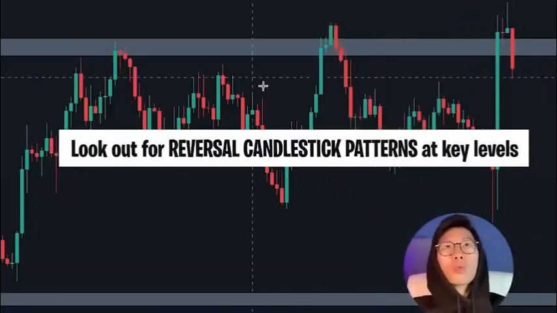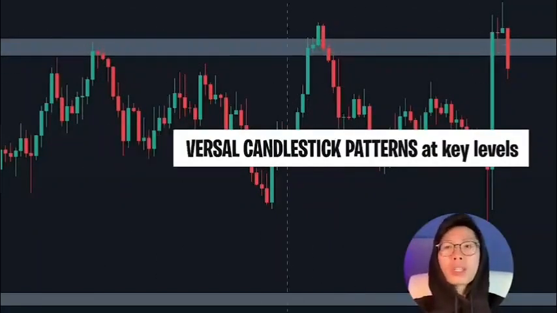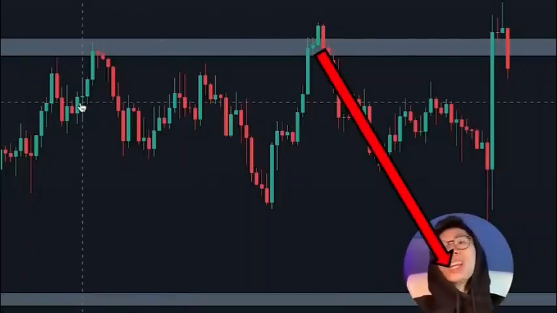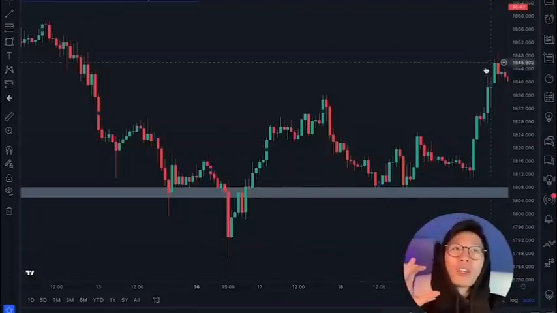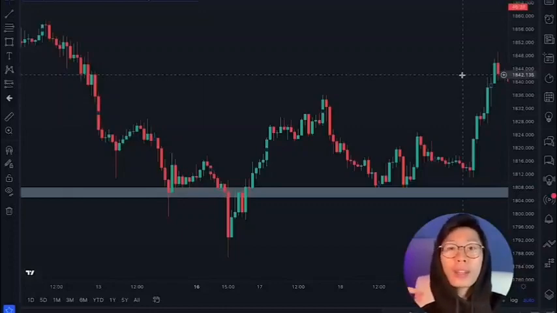Look out for some sort of reversal candlesticks being formed at a very strong support and resistance level, and then that will show you that price is about to reverse and you can trade in that direction. For example, in this case, price has already made a huge move, this is where price currently is, and you do not want to get in here, guys.